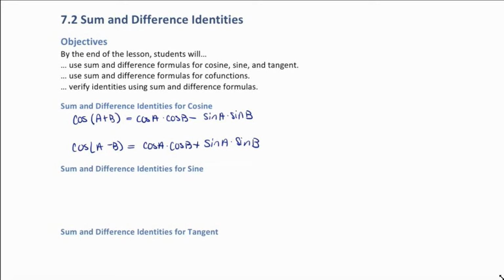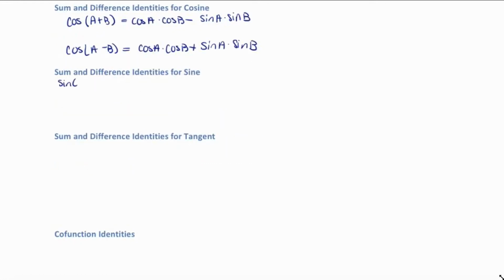Next, let's look at sum and difference identities for sine. We have sine of A plus B and sine of A minus B. So for this first one, we have sine of A times cosine of B plus sine of B times cosine of A. And for the difference identity, we have sine of A cosine of B minus sine of B cosine of A.